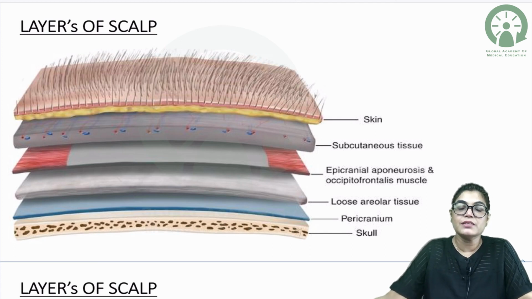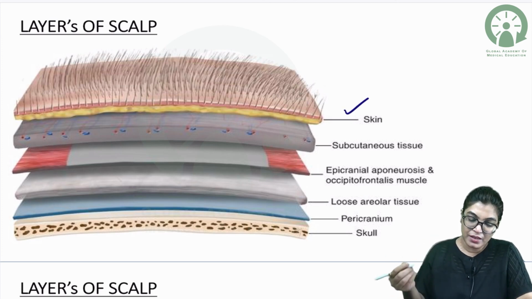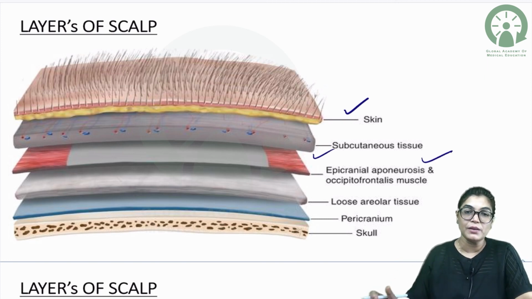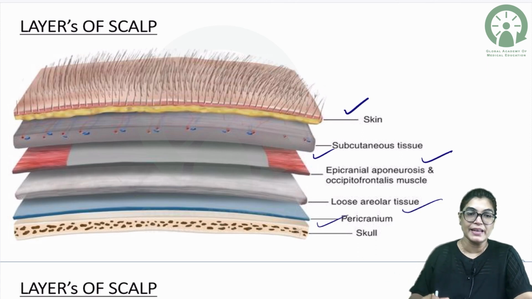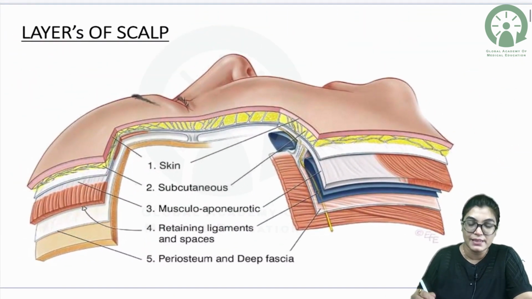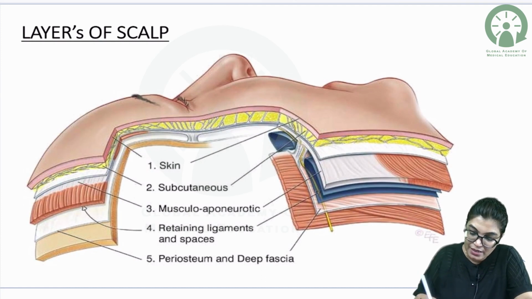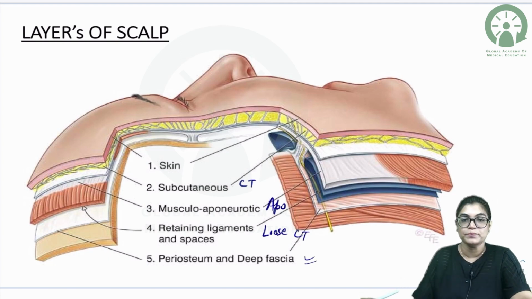It is very easy to memorize the layers by the spelling of SCALP. Superficially is the skin, then the connective tissue layer, then the aponeurotic layer of the occipital and frontal bellies of the muscle, then the loose areolar tissue, and then the pericranium. So skin, subcutaneous connective tissue layer, the aponeurotic layer, the loose areolar tissue layer, and the fifth is the periosteum.